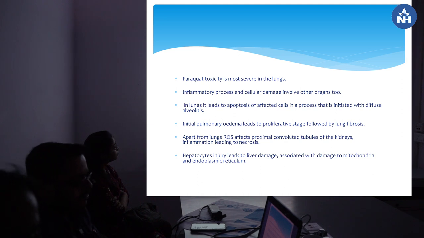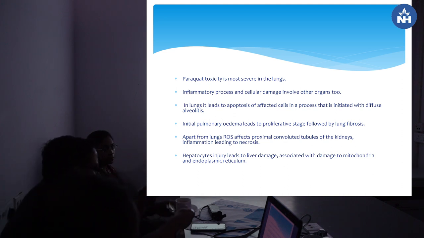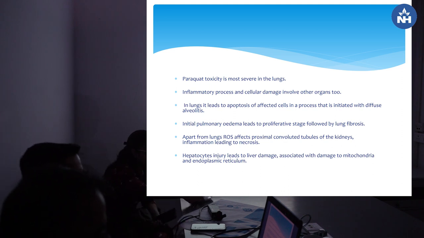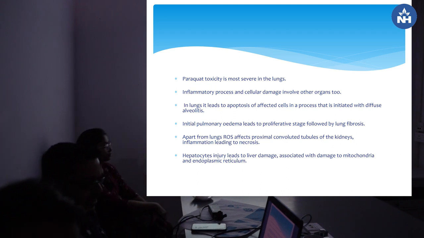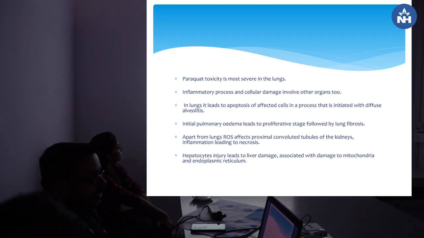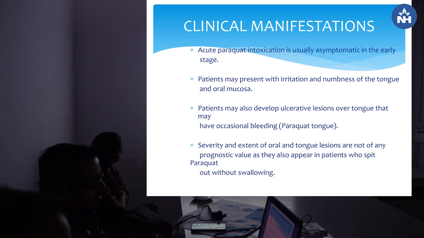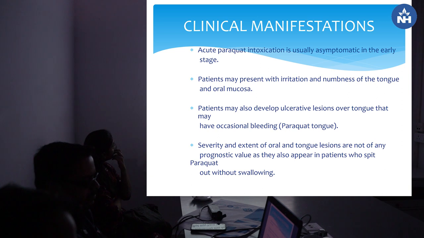Apart from lungs, the reactive oxygen species also affects the proximal convoluted tubules of the kidney, leading to necrosis. Hepatocytes injury leads to liver damage associated with damage to mitochondria and the endoplasmic reticulum. The clinical manifestations. Acute paraquat intoxication is usually asymptomatic in the early stage.